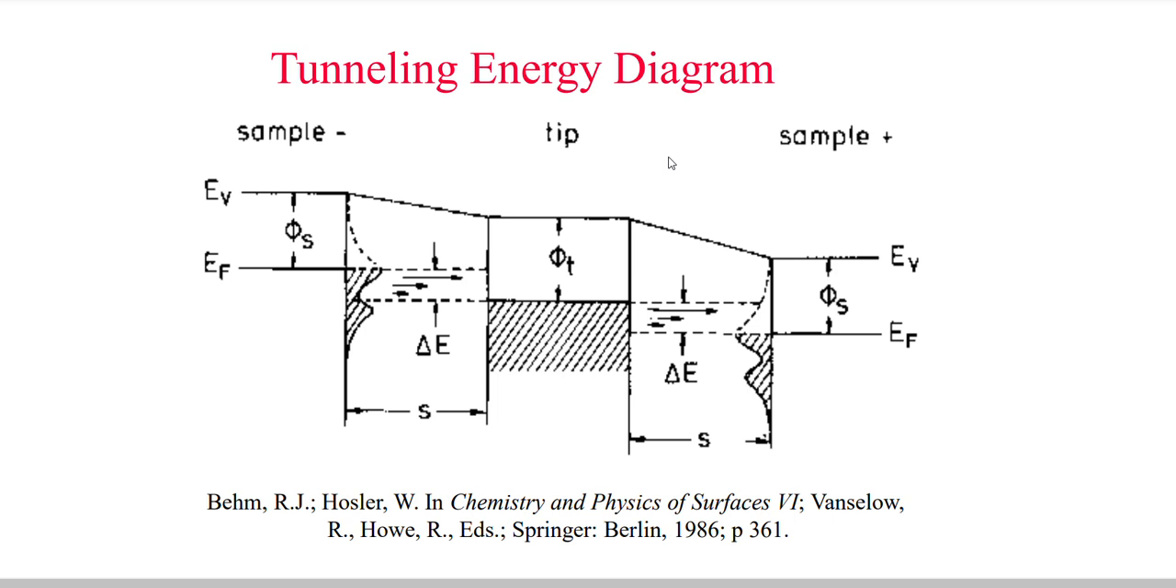vacuum level. If the sample bias is positive, the Fermi level of the sample is less than that of the tip. So electrons flow towards the sample. When the sample bias is negative, the Fermi level of the sample is at a higher level than that of the tip. So the electrons travel from the tip to the sample.